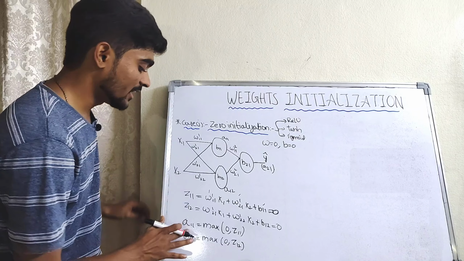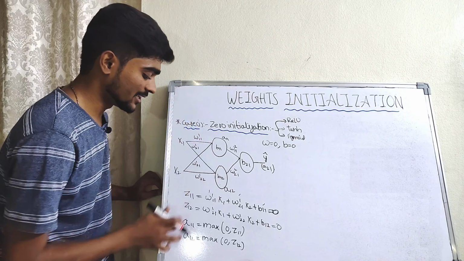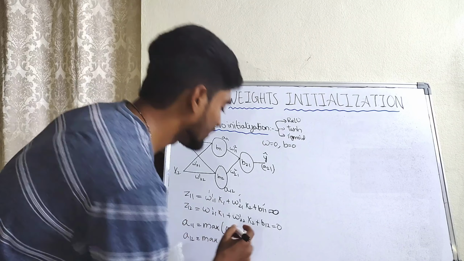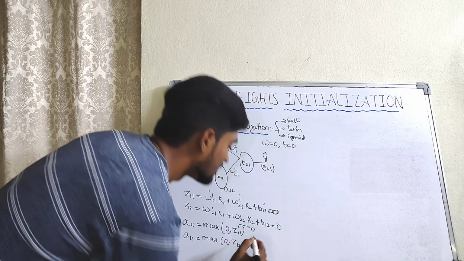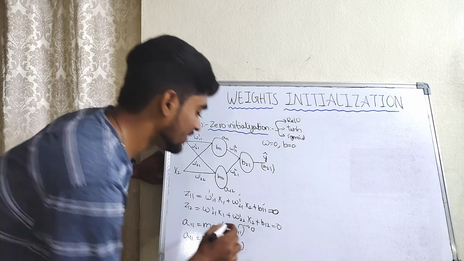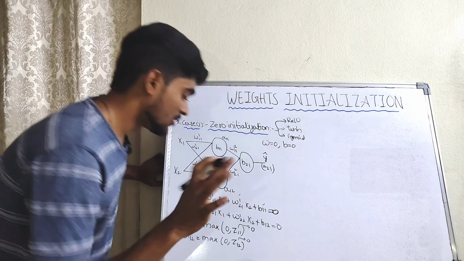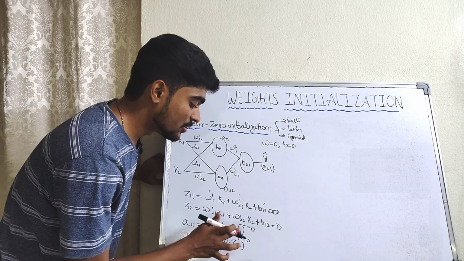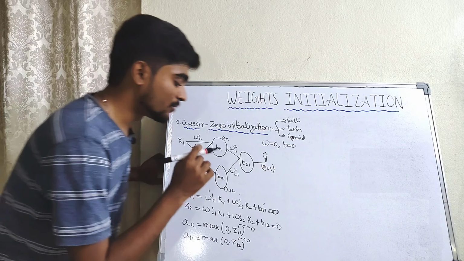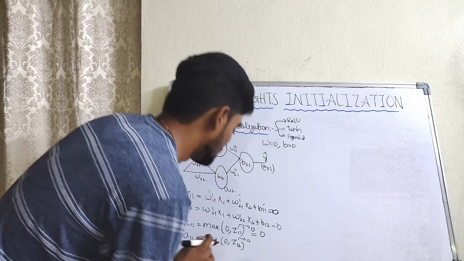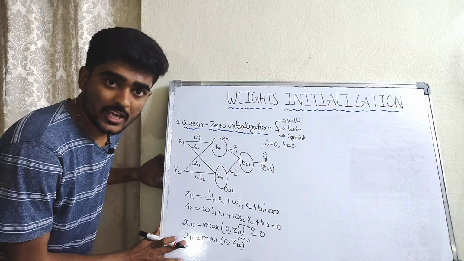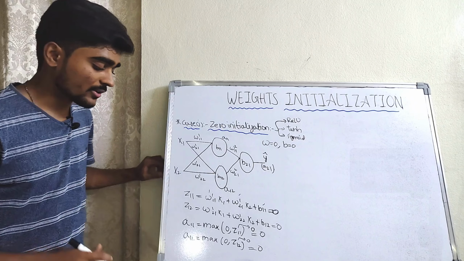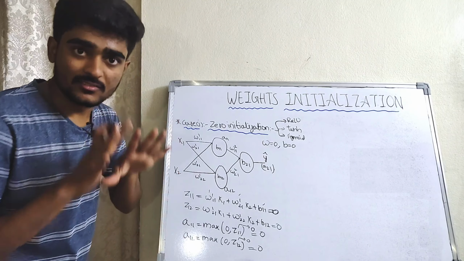Now let's take the activation function of this node, that is a11, that is maximum of 0 comma z11. What is z11? Z11 is 0. What is z12? Z12 is 0. Now a11 is maximum of 0 comma 0. What is maximum of 0 comma 0? It is 0. Now let's calculate a12. A12 is maximum of 0 comma 0, that is 0.